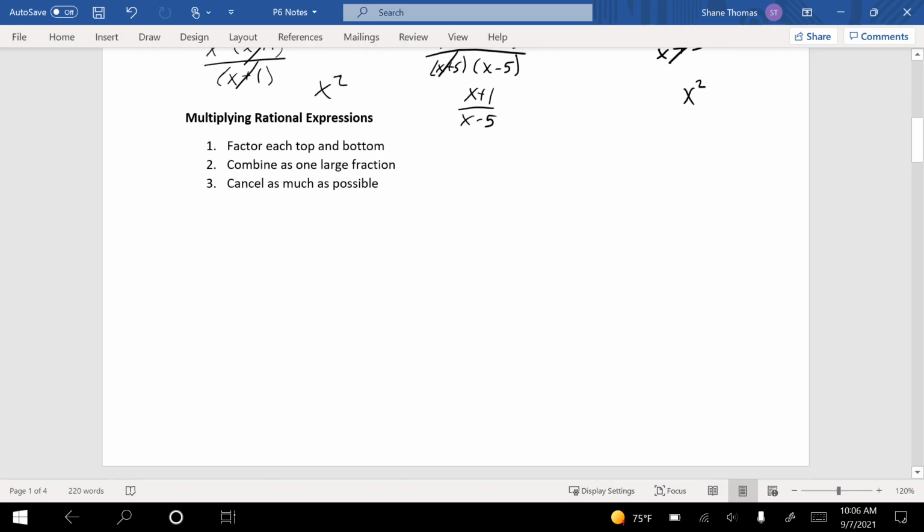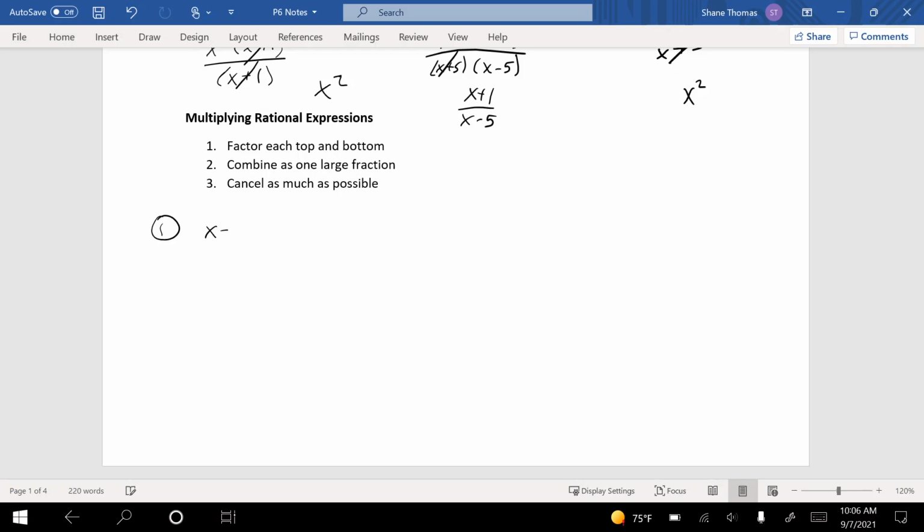Now, multiplying rational expressions. This is not much different than what we just did. When you multiply rational expressions, factor each top and bottom. So if you're multiplying two fractions together, factor the top, factor the bottom, factor the top, factor the bottom. So factor all 4 spots. Then combine it as one large fraction because it's all multiplication, and then cancel as much as possible.